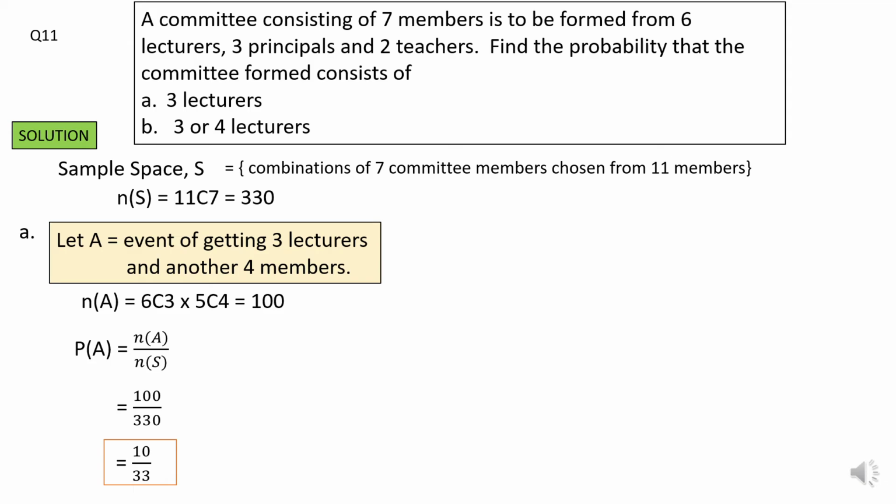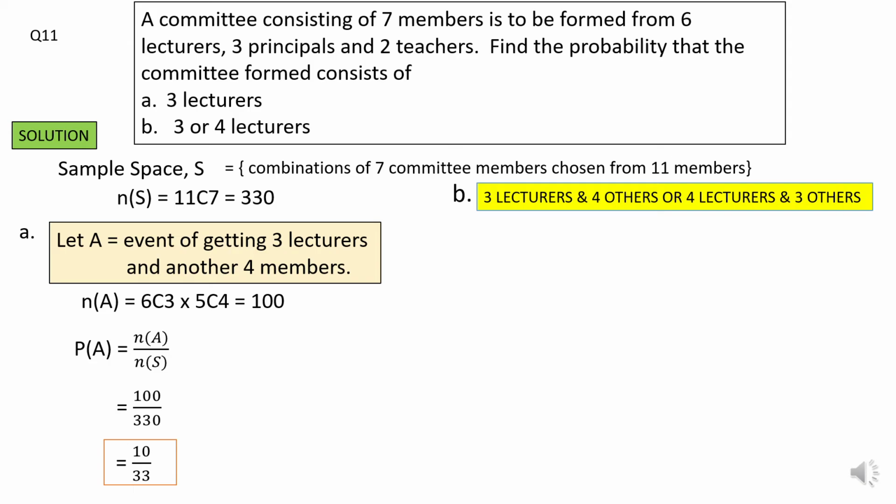For the second question, you are asked to find the probability that the committee formed consists of 3 or 4 lecturers. So here we have 2 possible outcomes. That can be 3 lecturers and 4 others, so that will be 1 outcome, or 4 lecturers and 3 others. Okay, now if you look at question A just now, we have already found the answer for 3 lecturers and 4 others. Therefore, we can skip to the second outcome. We find the probability of the second outcome.